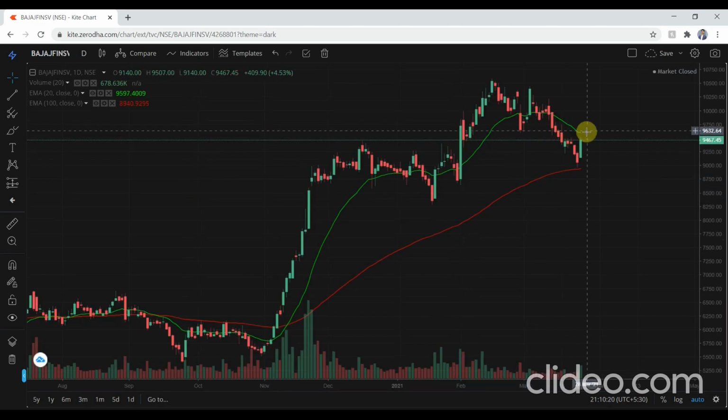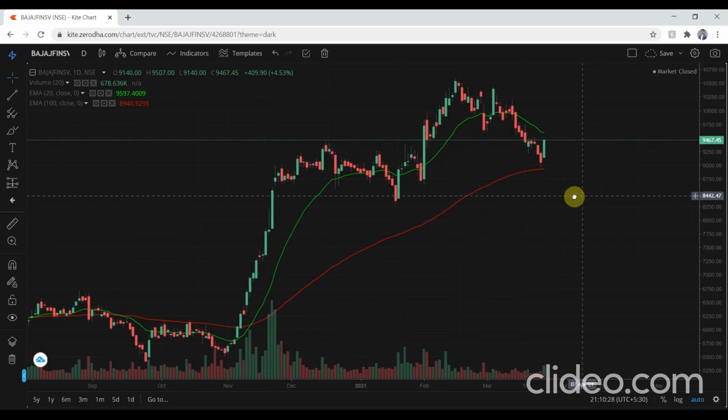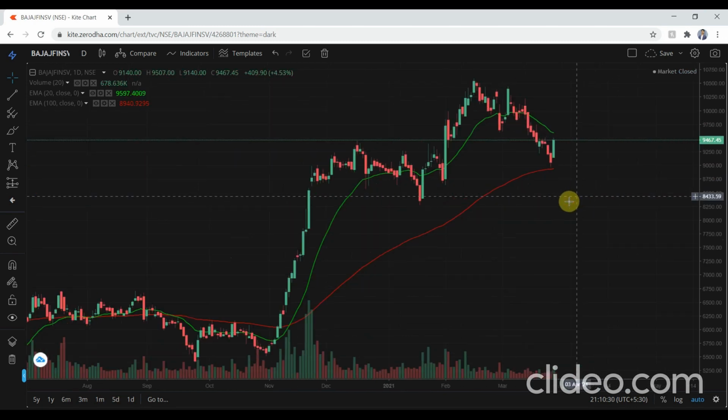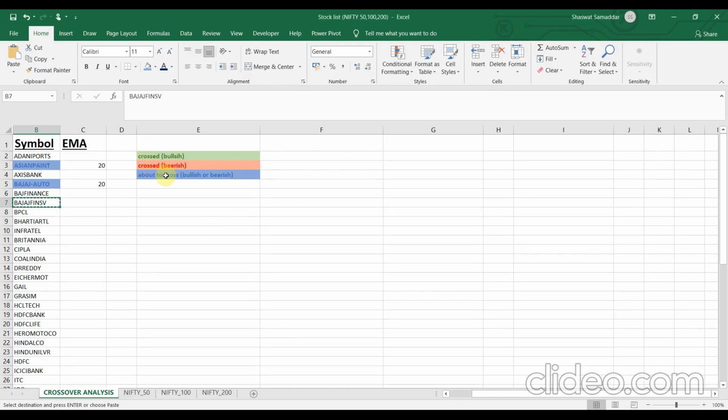Okay, so it's quite difficult to know whether I mark it as about to cross or I should ignore the stock. So I will ignore the stock. I am looking for clear cut signals. If the 20 EMA would have been somewhere around here or here, then I would have marked it as blue. But for now, I will ignore this.